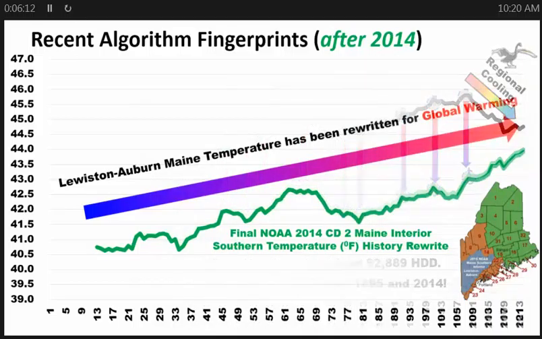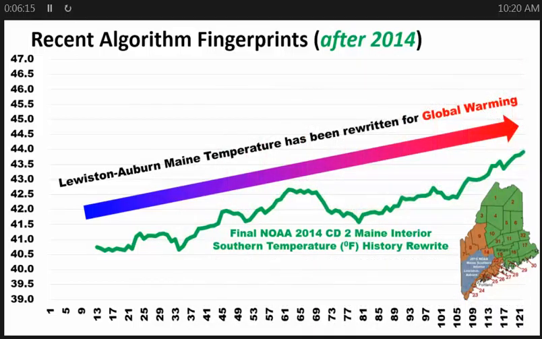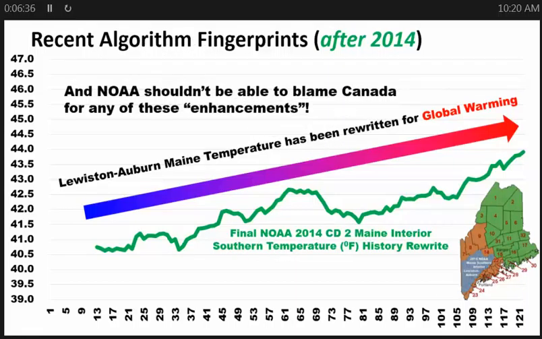And so, thus, if thanks to NOAA and computers, they can wipe out all prior information on computers and just present their final algorithm, here is the new rewritten history of Maine, and I contend the history of the United States too with respect to this algorithm. And NOAA shouldn't be able to blame Canada for any of these enhancements since we're dealing with southern Maine. Although I suspect they'll have some reason for this tremendous rewrite of Maine history.